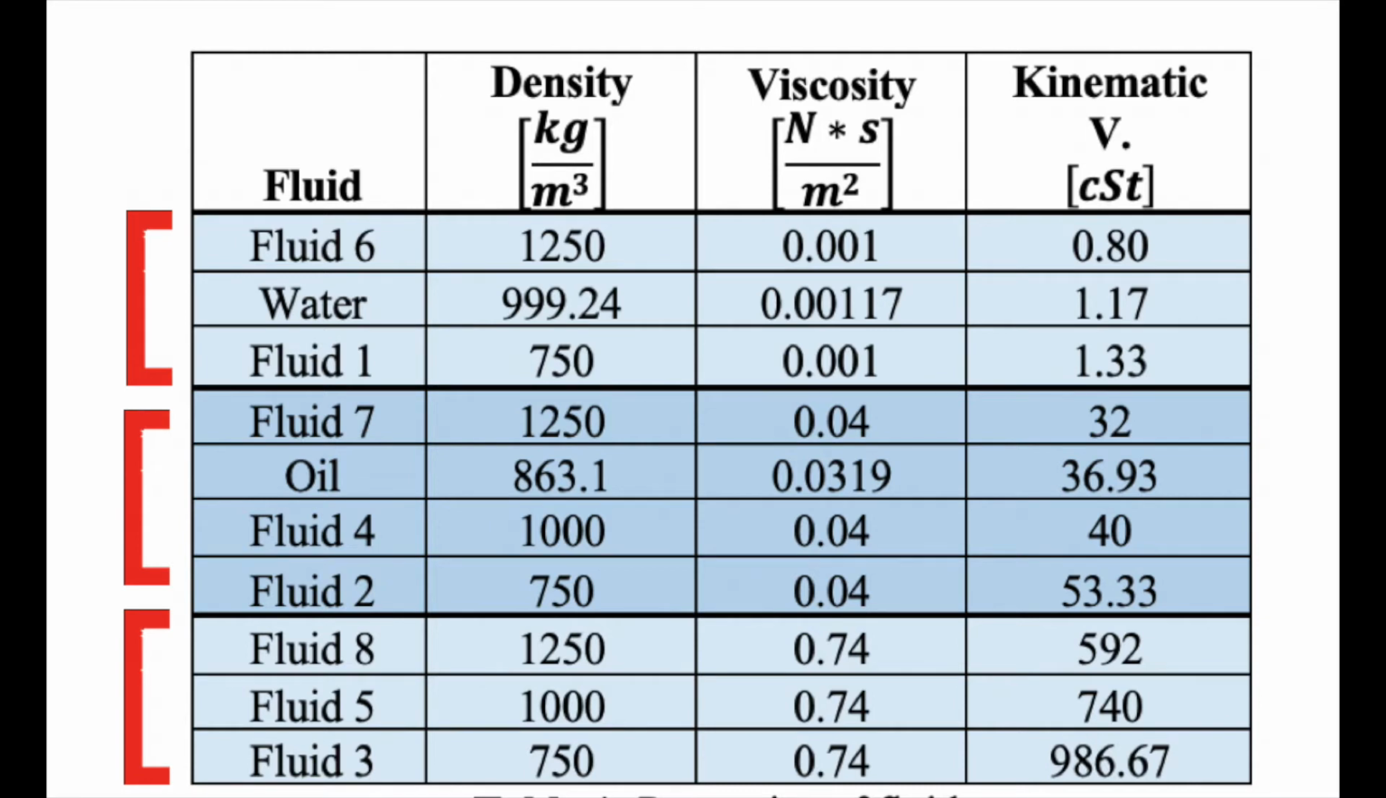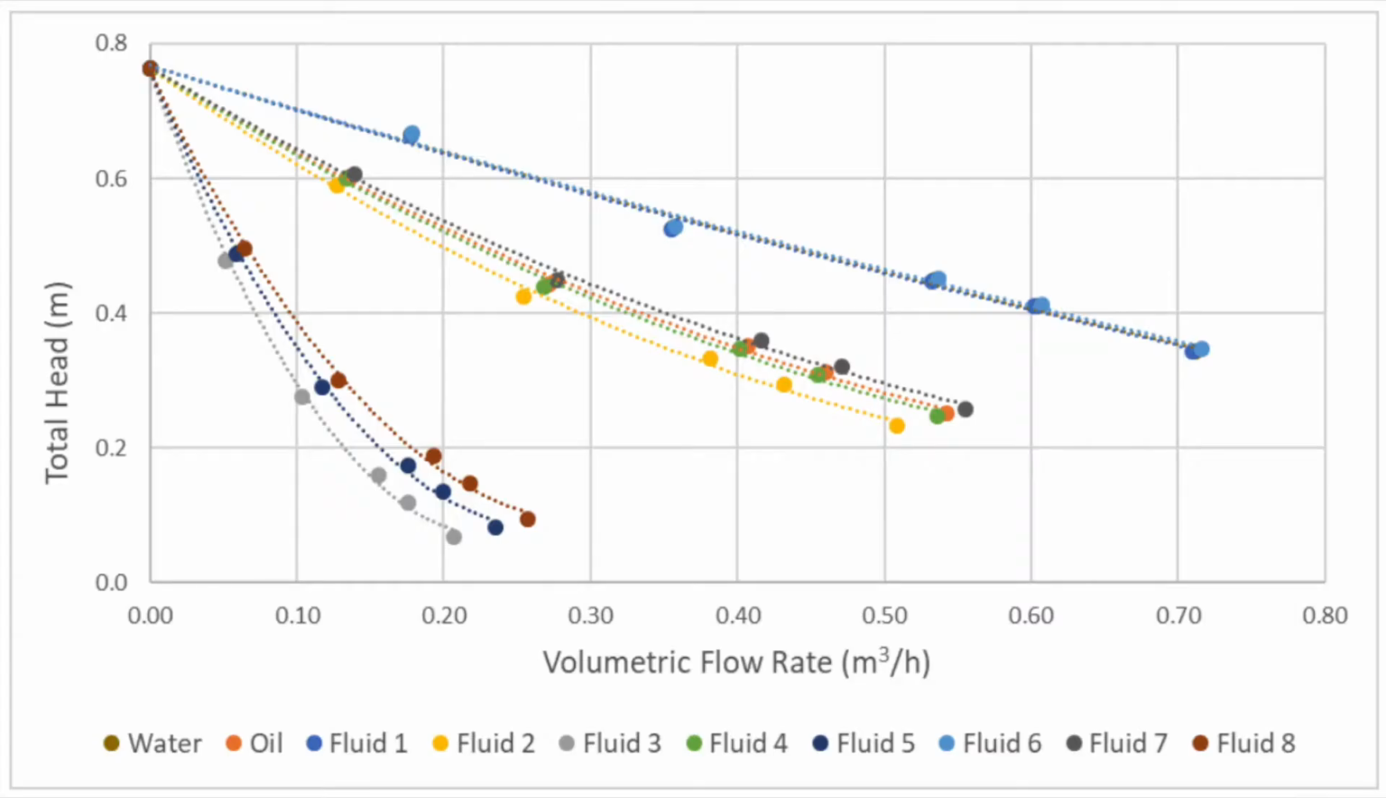Table 1 shows that the fluids given can be classified in 3 categories based on the kinematic viscosity of each one. This will present different patterns. This figure shows the total head curves for each fluid. First, the total head in the shut-off condition is the same for every fluid. This means that at this point, the pressure increase is independent of the fluid properties. Second, the 3 categories mentioned above can be easily identified.